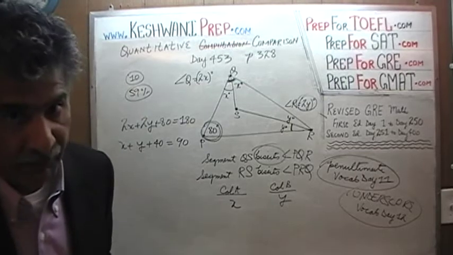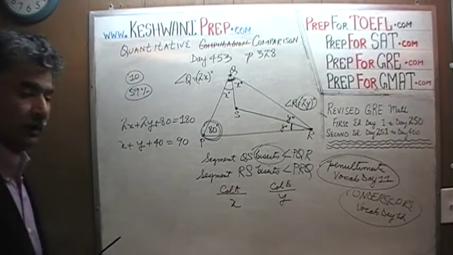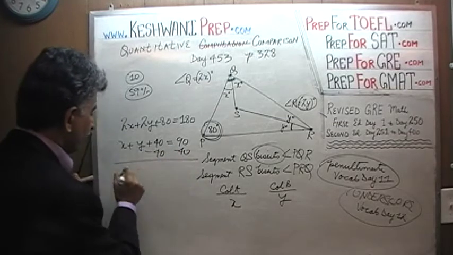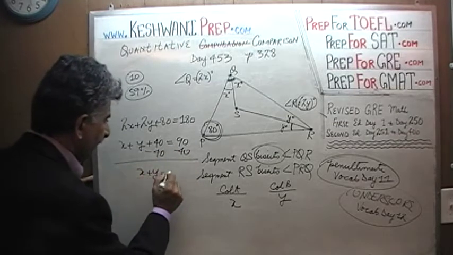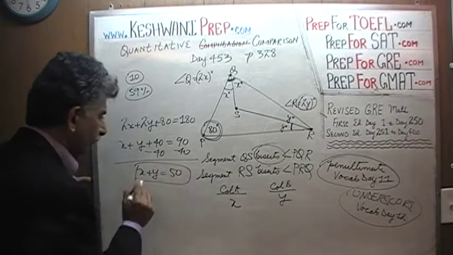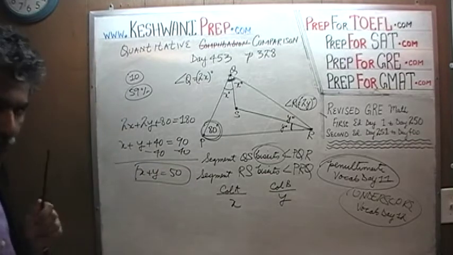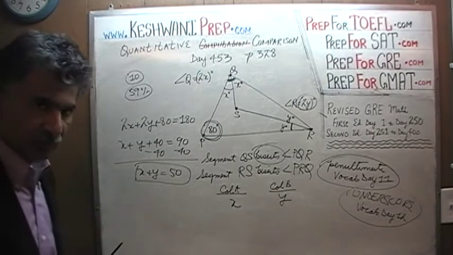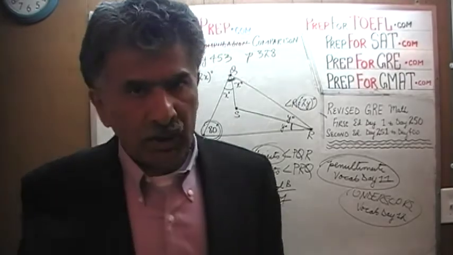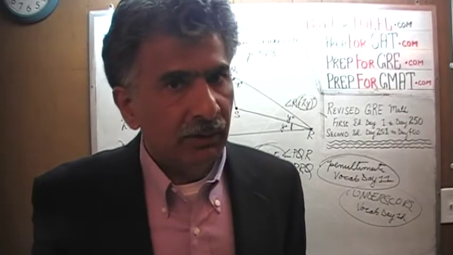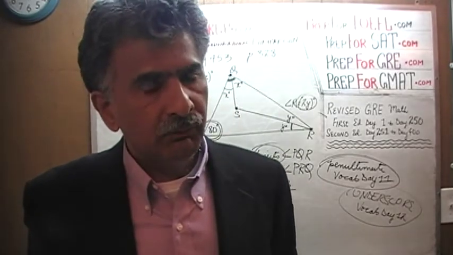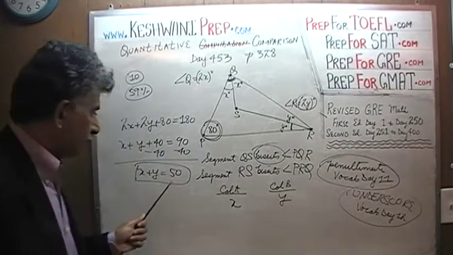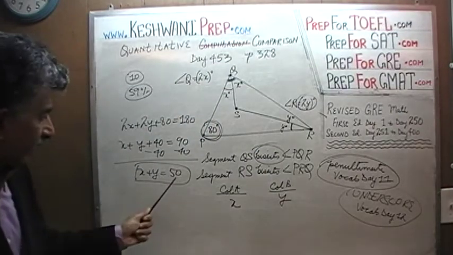I am not a math person, you understand? Let's subtract 40 from both sides. Subtract 40 from both sides, what we find is that x plus y equals 50. Now the question is, here's the question. What the question boils down to is that I walk up to you and I tell you that I'm thinking of two numbers whose sum happens to be 50.